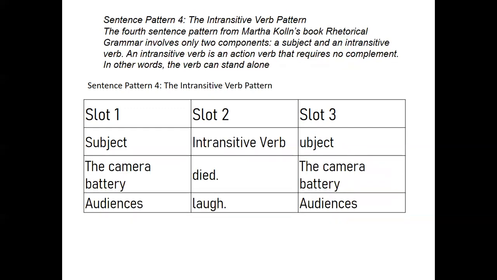We have this sentence pattern for the intransitive verb pattern. This is the intransitive verb pattern. The fourth sentence pattern from Martha Kolln's book Rhetorical Grammar involves two components, a subject and an intransitive verb. An intransitive verb is an action verb that requires no complement. In other words, the verb can stand alone.